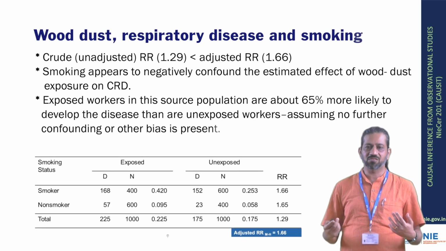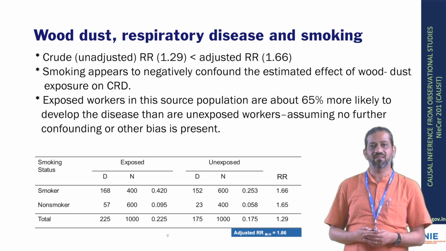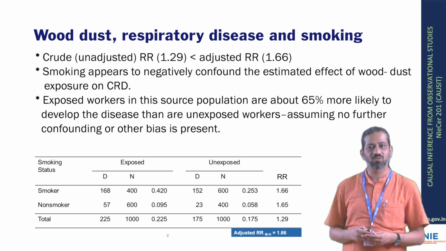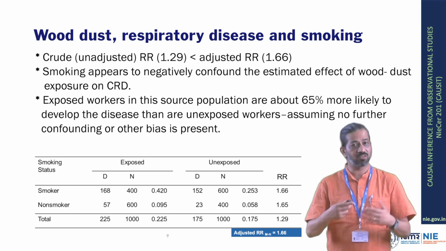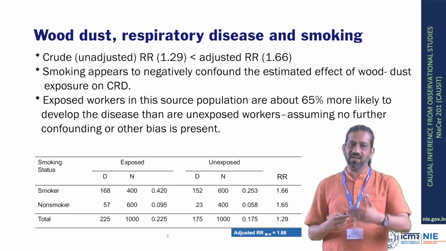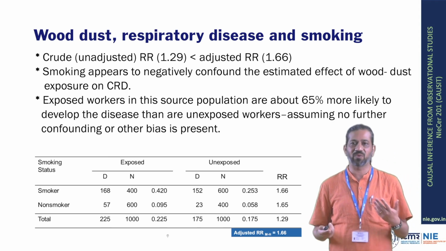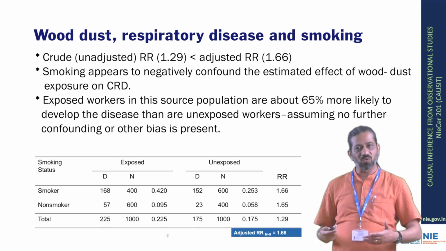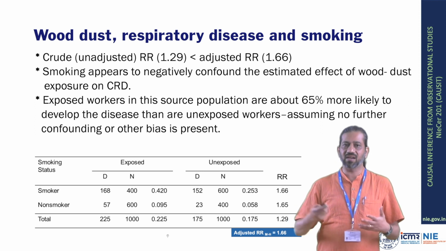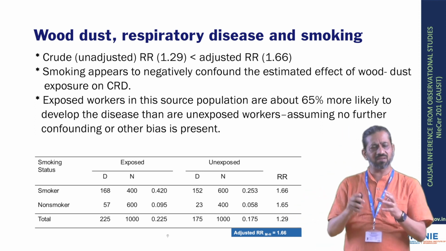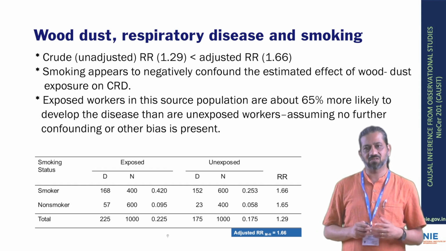So again, resorting to stratified analysis. So the crude risk ratio here is 1.29. This data was then stratified into two strata, one of smokers, the other of non-smokers. Among the smokers, the risk ratio was 1.66. Among the non-smokers, the risk ratio was 1.65. So as you can see here, again, the risk ratio is similar in the two strata, but it looks different from the crude, which is 1.29.